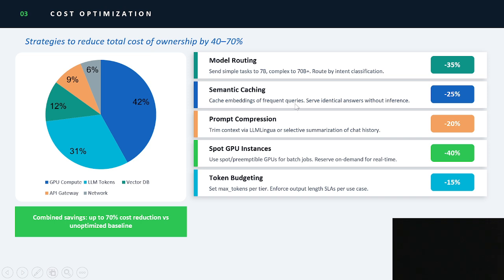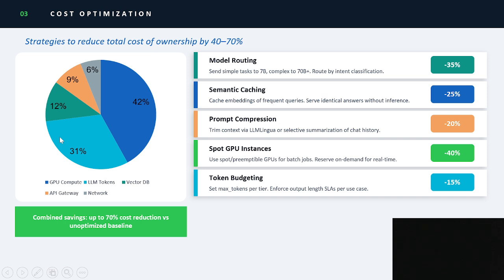Cache embeddings for frequent queries, which saves identical answers without inference. Prompt compression trims context via LLMLingua or selective summarization of chat history, for minus 20%. Spot GPU instances are minus 40%: use preemptible GPUs for batch jobs, and reserved or on-demand for real-time. Token budgeting sets maximum tokens per tier and enforces output length SLAs per use case.